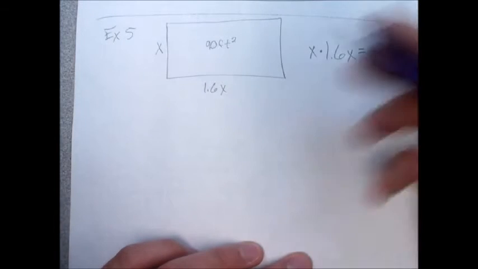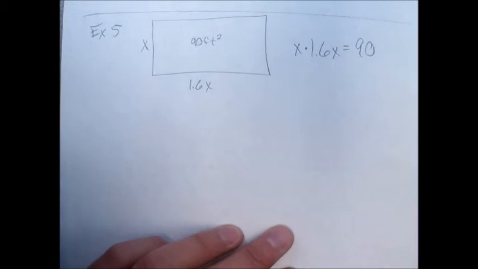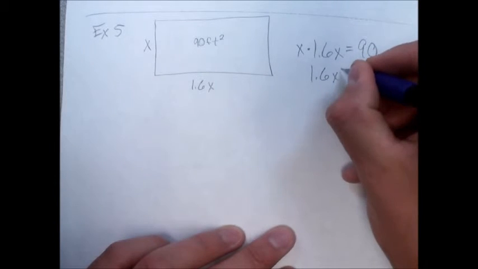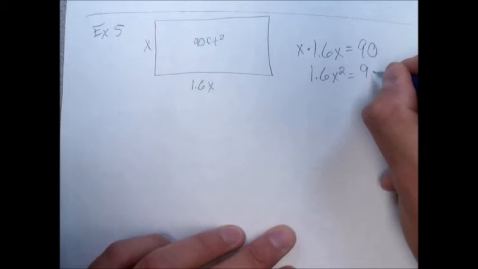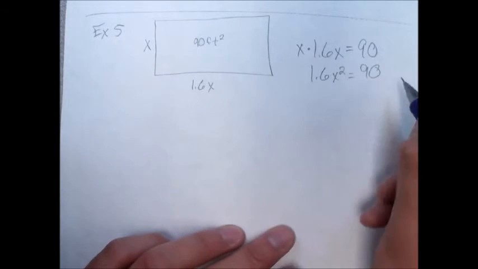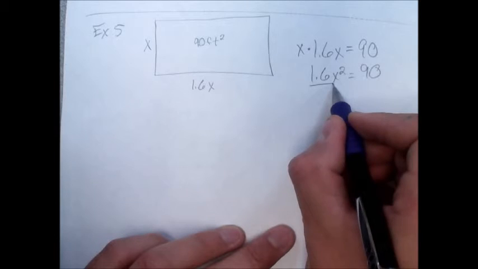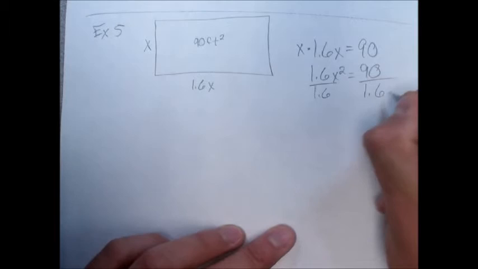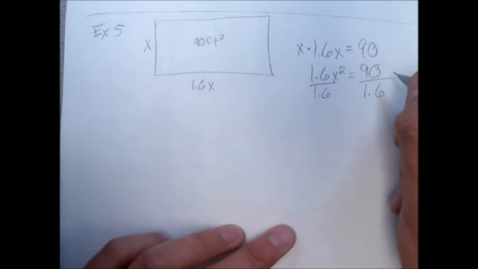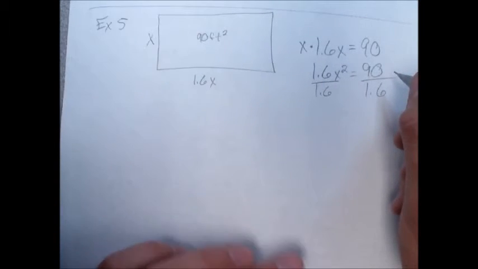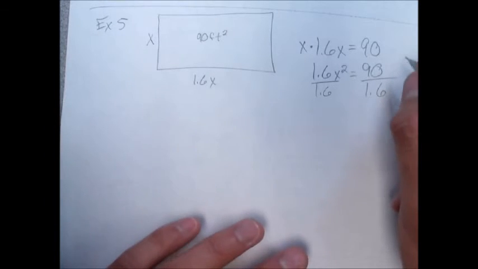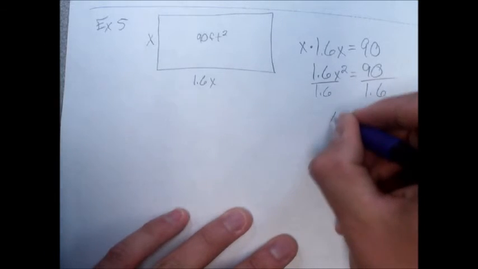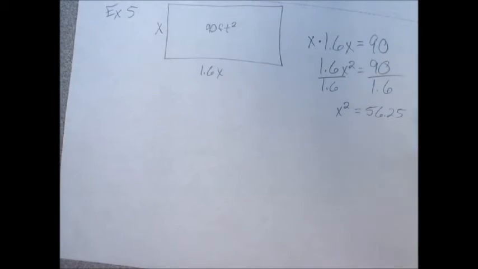equaling my area. What is my area? 90, right? So 1.6x times x is 1.6x what? Squared. Good. And that equals 90. I need to get x squared by itself. How am I going to do that? Divide. So 90 divided by 1.6 is what? 56.25? Okay, so now we have x squared equaling 56.25.